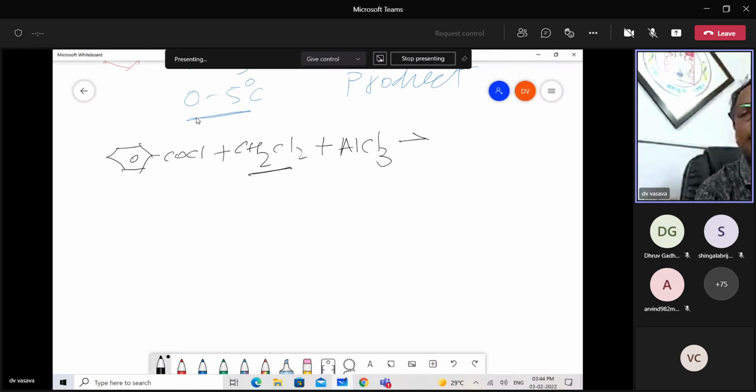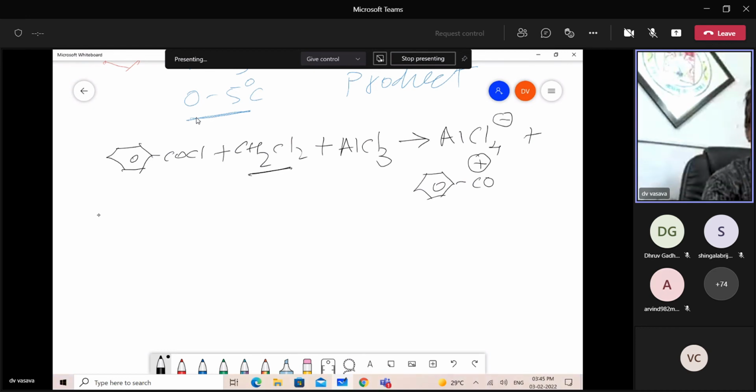So this should be dissolved in it, and you can have the AlCl3. What will happen? AlCl3 is a Lewis acid, so it will form AlCl4 minus, plus you will get the benzoyl cation, C6H5CO plus. So the electrophile, that is the benzoyl ion, is formed in this step.